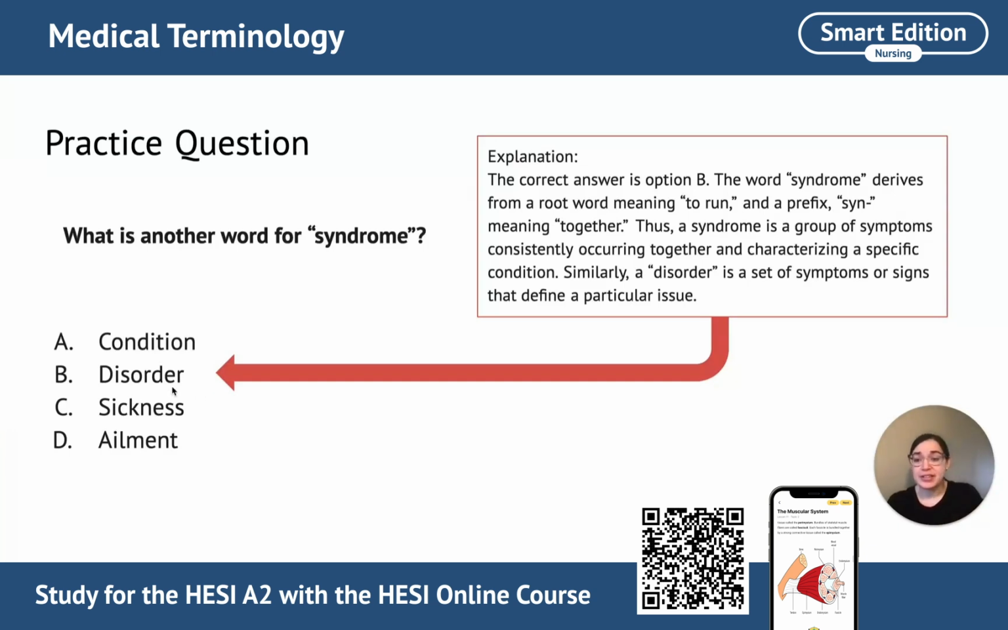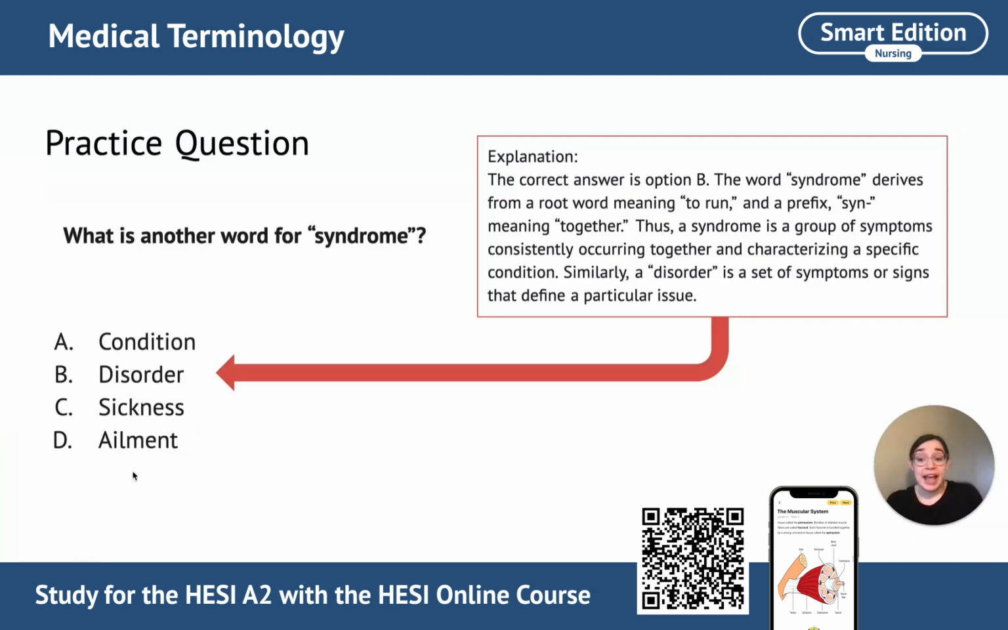What about our other answer options here? The word condition means any state or situation, good or bad. So far too broad to be a synonym of syndrome. Similarly, the word sickness is too broad because this implies any state of being unwell, from a tiny cold to a very serious life-threatening cancer. So again, much too broad to be our correct answer.